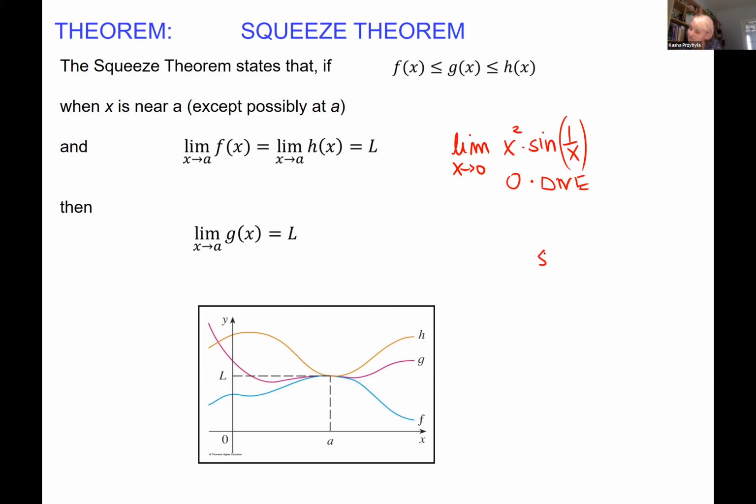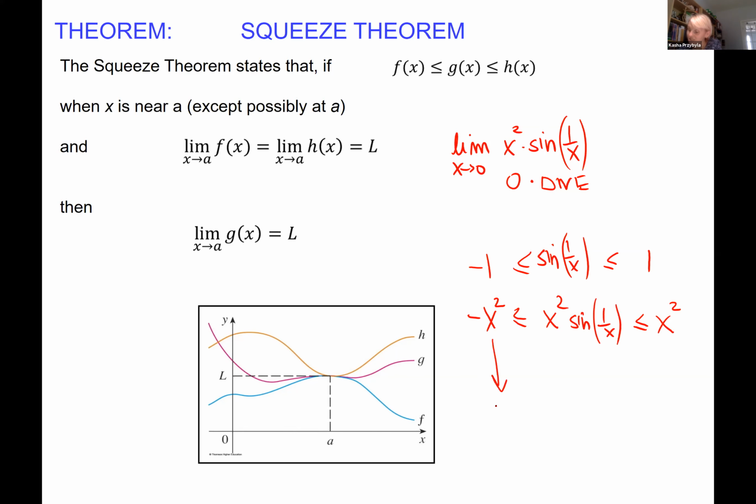Since I see the sine function, I will use the squeeze theorem. Sine of any angle can be squeezed between -1 and 1, right? Because that's the range. Now I will multiply each part by x squared because I would like to create my function in the middle. -1 times x squared is of course negative x squared. +1 times x squared is just x squared. And the middle part is x squared times sine of 1 over x.